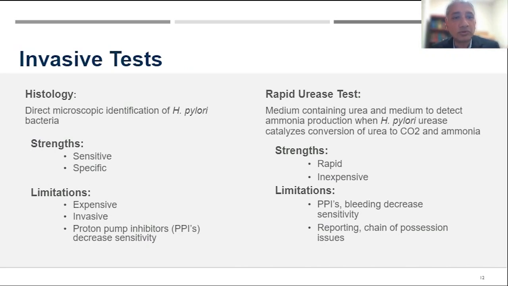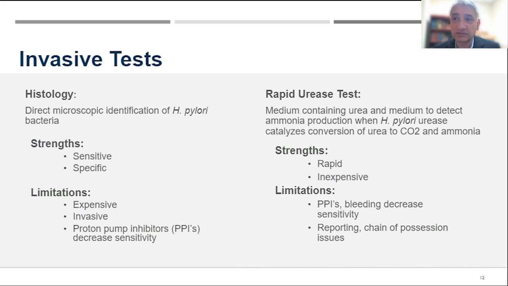So the invasive tests consist of histology. Histology involves examination under the microscope of tissue obtained from the gastric lining during biopsies taken as part of upper endoscopy. The bacteria are identified directly under the microscope, and diagnosis is made definitively on that basis. The strength of histology testing is that it is a very sensitive and specific test, but even this test suffers from various limitations.